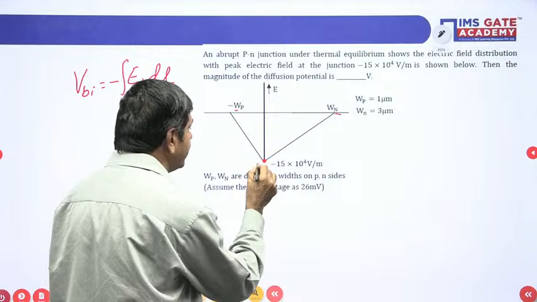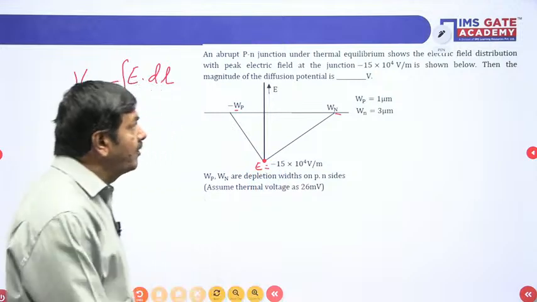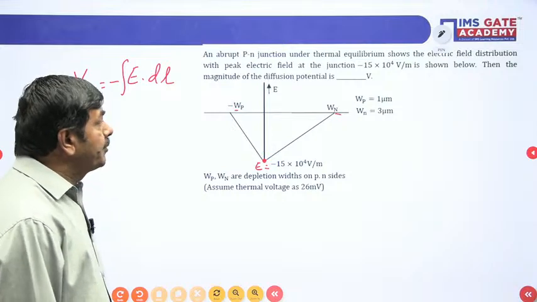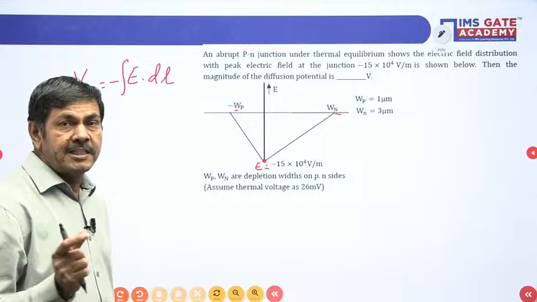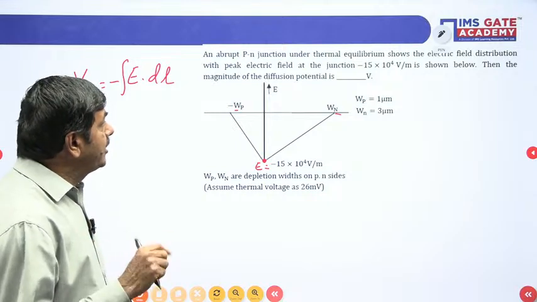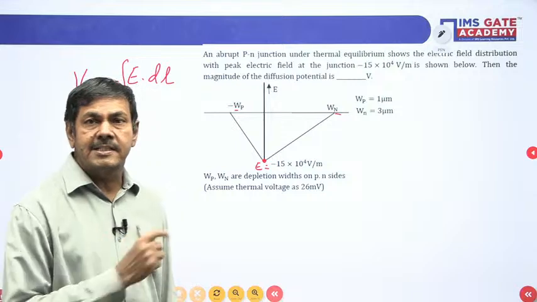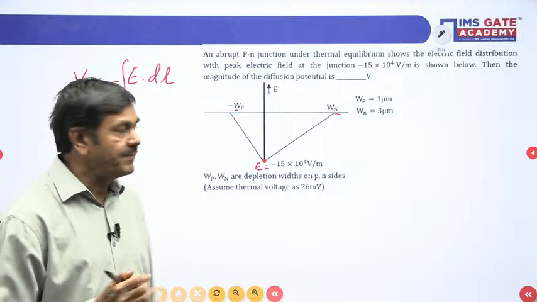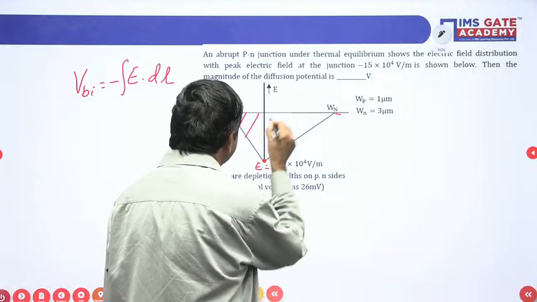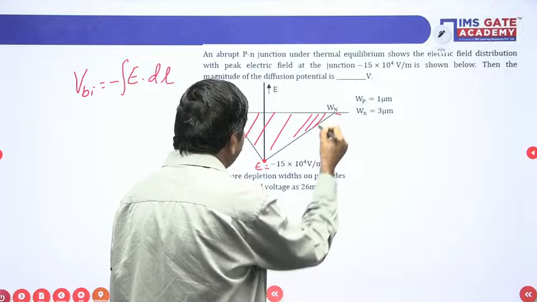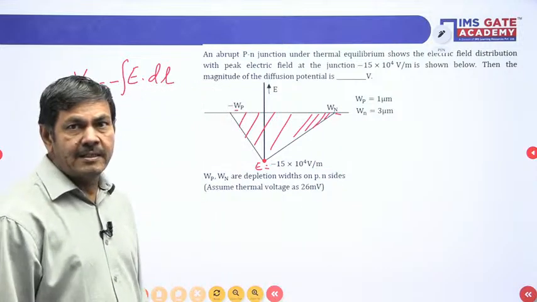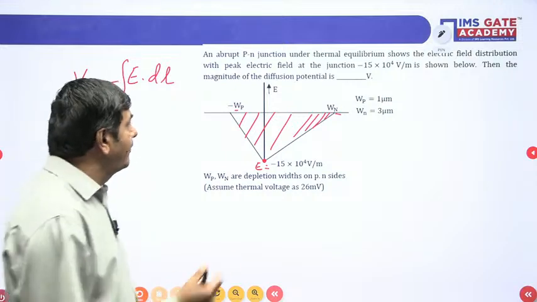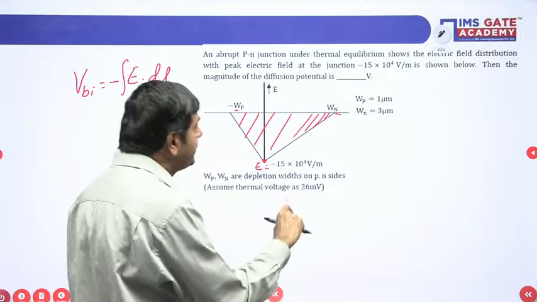This is the E value given here now, minus 15 into 10 power 4, given in the problem. But this built-in potential we can find in electronic devices, in the p-n junction diode you might have studied. By using the profile of the electric field intensity versus distance, you can determine the built-in potential. The area of this electric field intensity profile will give the built-in potential.